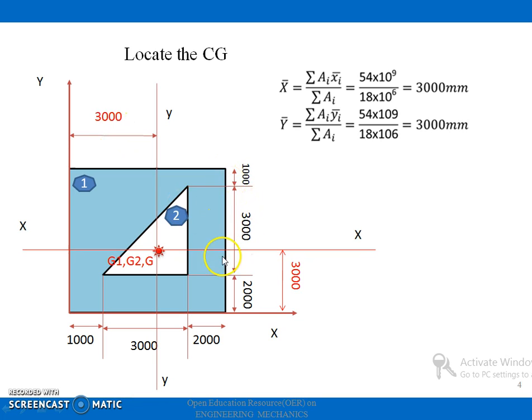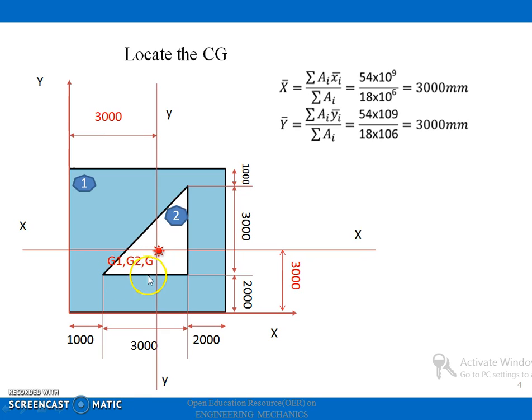Similarly, this side is equal to 6000, so this distance must be equal to 3000. That is, y1 will be equal to 3000. That is, x1 equals y1 equals 3000 millimeters. Now I will consider section 2, that is a triangle here.